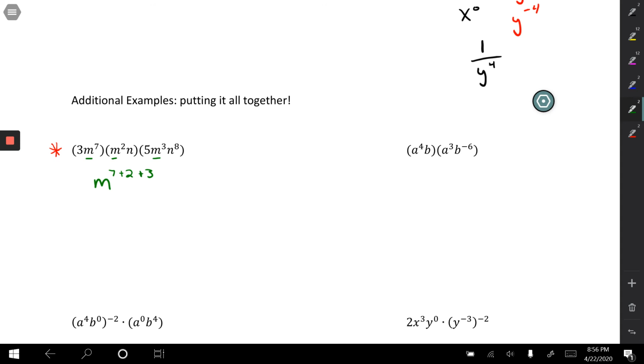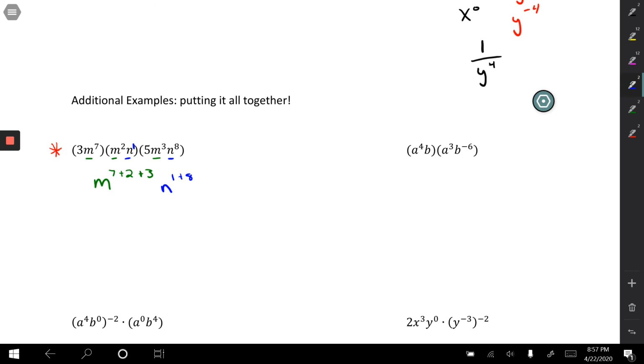Okay. Then I see I also have some n's. So let's take a look at those. Now remember, if I don't see an exponent, that really means it's got an invisible exponent of 1. So I want to think of that as n to the 1 plus this 8 over here on the end.